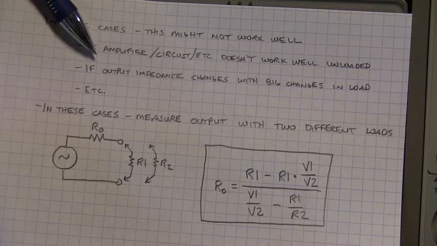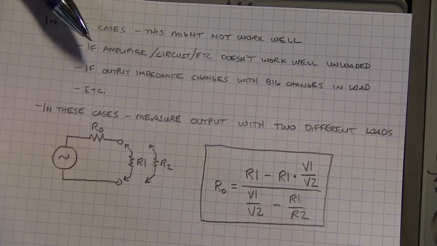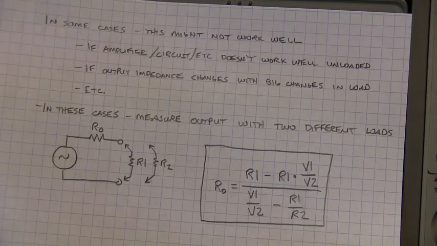That would make it difficult or not possible to measure, say, the open circuit voltage. Or if the output impedance of the circuit changes with large changes in load. Right, if you go from an open circuit to some low impedance load, that's a big change in load impedance. And in many cases, the output impedance of a circuit might change with such a large change. And what you're really interested in is what the output impedance is under normal operating circumstances. So in those cases, the method we used earlier, where we measured the open circuit voltage and then the loaded circuit voltage, might not be the best way.